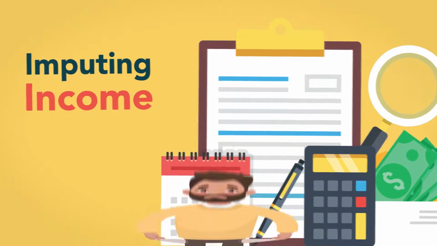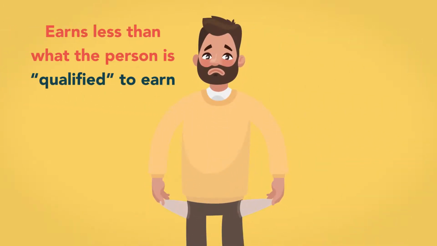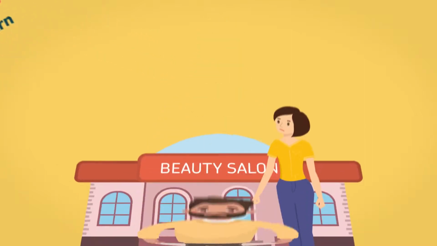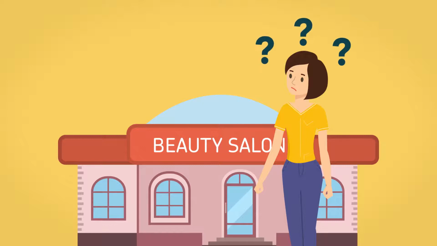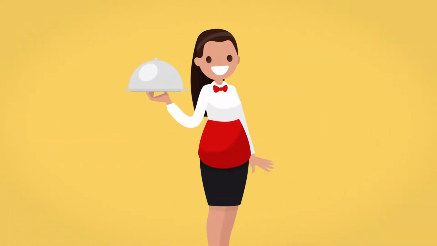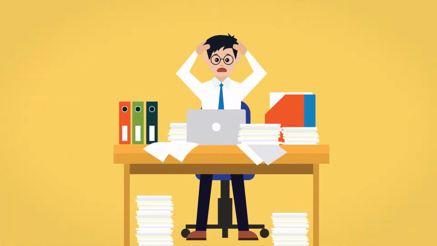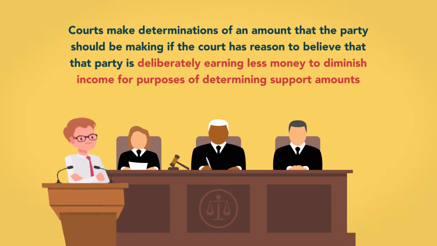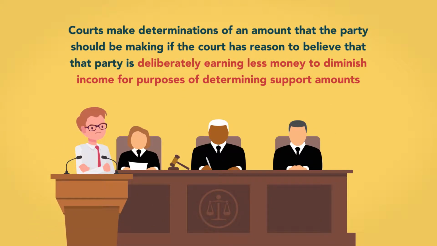Imputing income. There may be cases where one of the parties earns less than what the person is qualified to earn. For instance, a person with a cosmetology license may not be working at all, or a person with a law degree may be working as a waiter, or a person who owns a cash business may be understating the income of the business. Courts make determinations of an amount that the party should be making if the court has reason to believe that the party is deliberately earning less money to diminish income for purposes of determining support amounts. This is, of course, a case-by-case analysis.